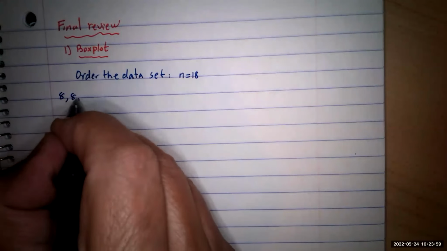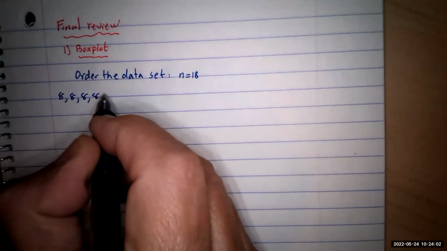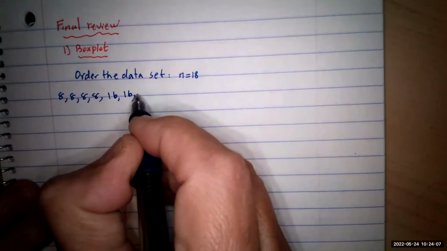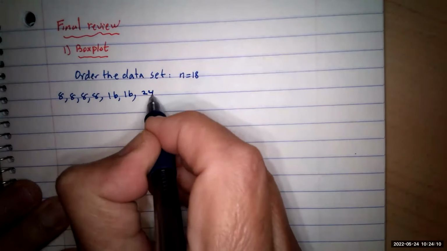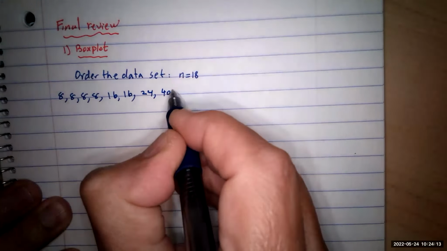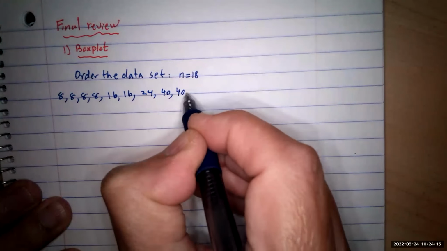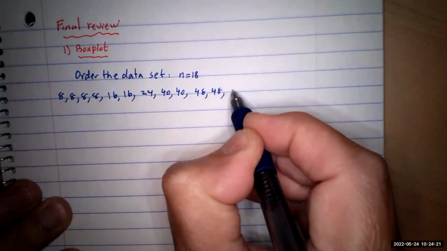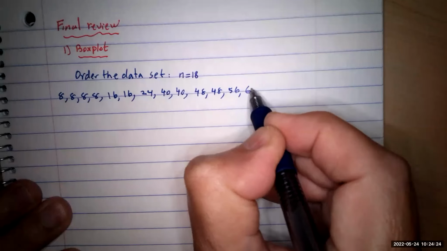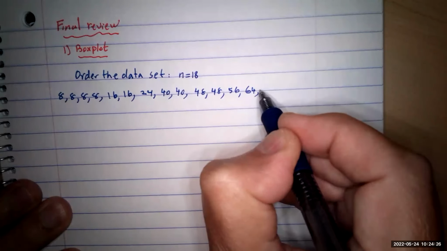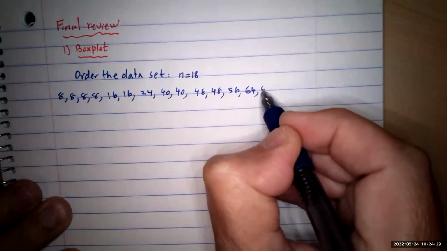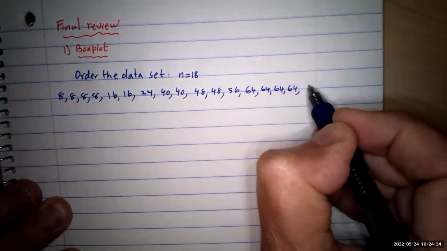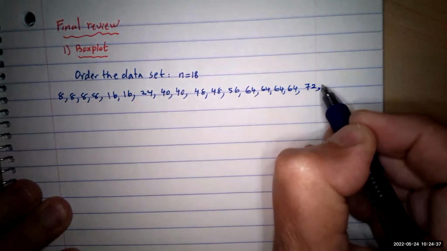We have the 8, then we have 16, 16, and we have 24 here, 24, 40, and you have 48. And we have 56, 64, we have 64, 64, 72 and 88.